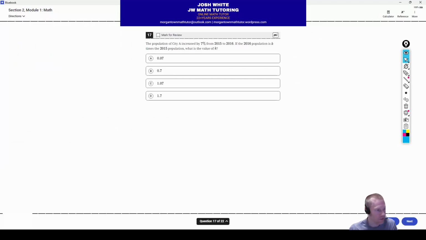All right, next up, number 17. Here we have a population of a city increasing by 7%, and they want to know what that's basically multiplied by. So first, here's the theory behind this. You start off with some population, and you increase it by 7%. That's the same as multiplying 0.07 times the original value. So when you add those together, what do I get? 1x plus 0.07x. Well, 1.07x.